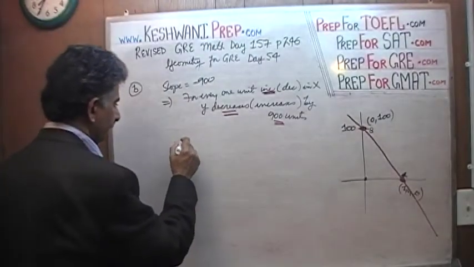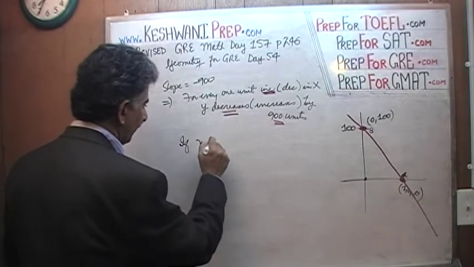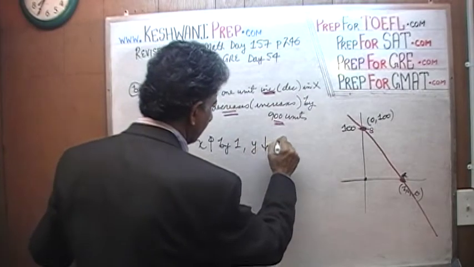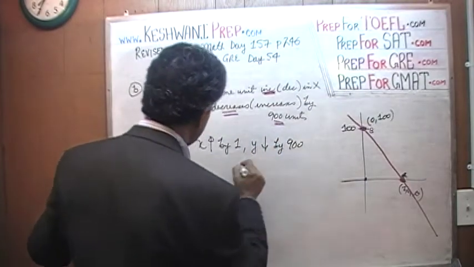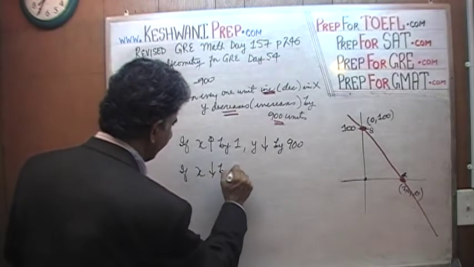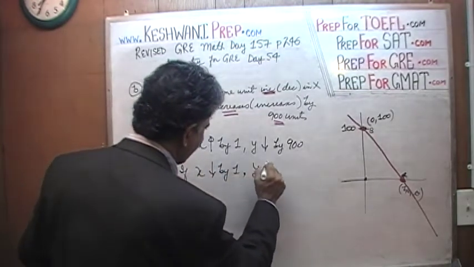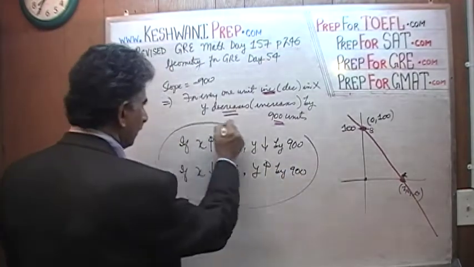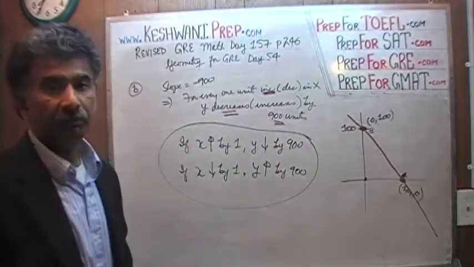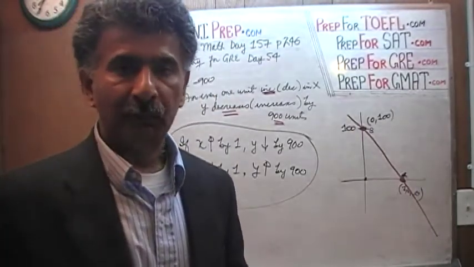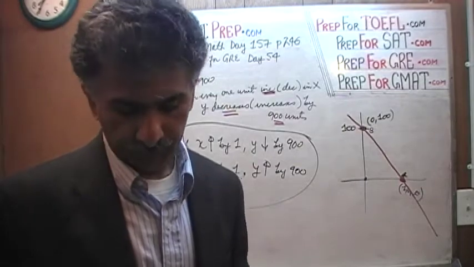If x goes up by 1, y goes down by 900. If x goes down by 1, y goes up by 900. Which is what negative slope means. Negative slope means that they move in the opposite direction. If one goes up, the other one goes down. That's what it means.